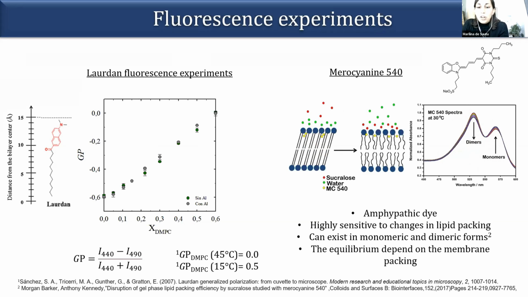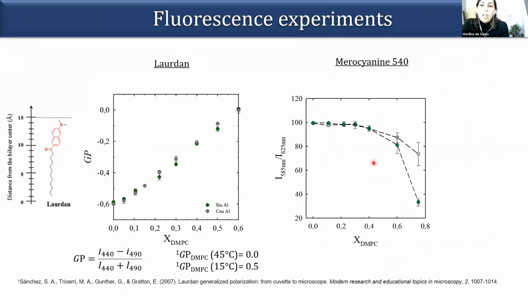So we measure the emission fluorescence of merocyanine in all the molar fractions, and we calculate the relationship of the fluorescence intensity. And we notice that at lower molar fractions, this relationship does not change. And when we increase the molar fraction, we can see a decrease in this relationship. That means that more dimers are able to form and the membrane is more rigid. The same result that we obtained with Laurdan in this part.